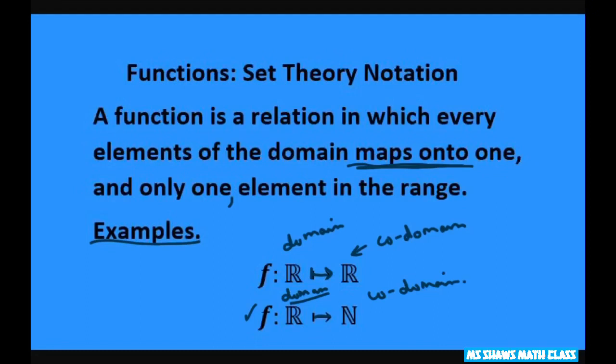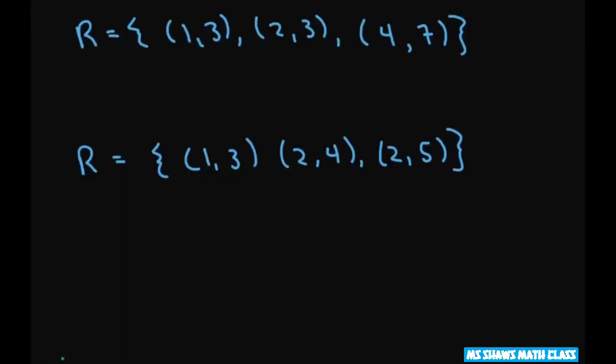All right. So let's do some examples. Here's your relation. So if you do the domain, that's going to be your x values, which is 1, 2, and 4. Your range equals 3 and 7.